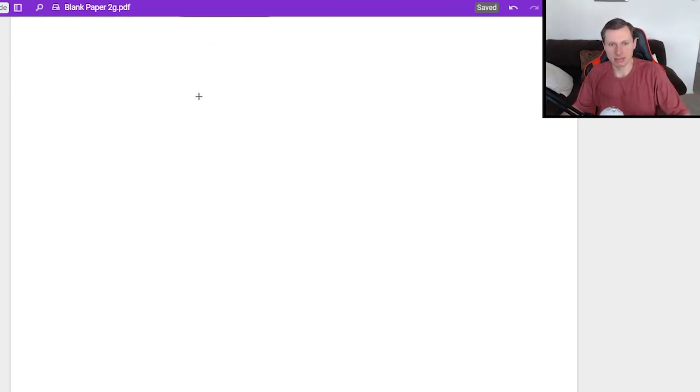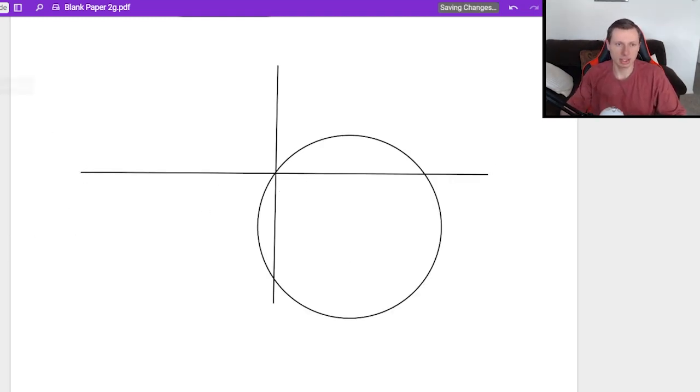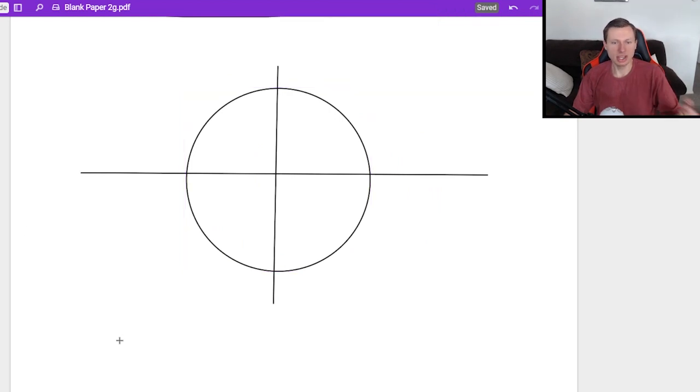So the first thing I'm going to do is draw the unit circle for you. First, let me get my coordinate axes like that. Actually, I'll make it bigger. That's good. I need to draw a circle. And let me just move this circle so it's centered at the origin. Perfect. So here is the unit circle.